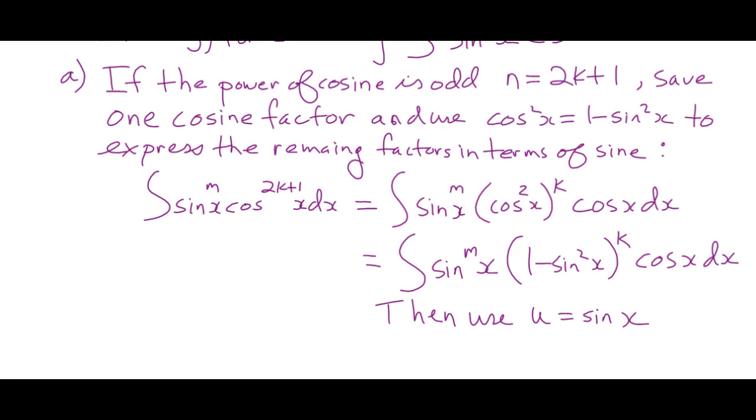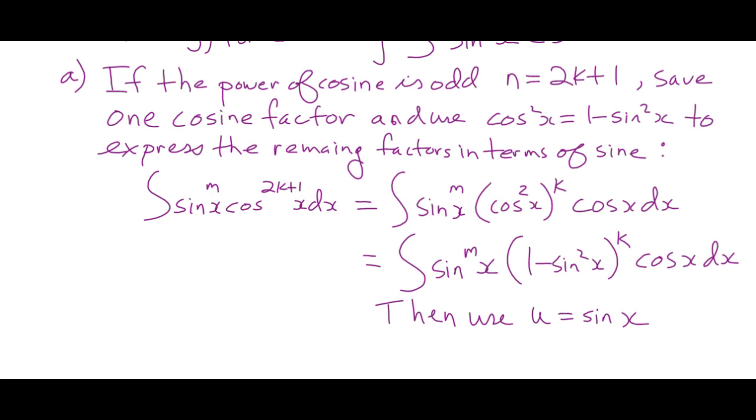Now, we could rewrite the exact same thing, saying if the power of sine is odd, m equals 2k plus 1, save one sine factor and use sine squared is equal to 1 minus cos squared, and express the remaining factors in terms of cosine. Do you want me to write it out, or are you good? Everywhere you see cosine, you put sine, and everywhere you see n, you put m. Then you can use u-substitution with u equals cos x.